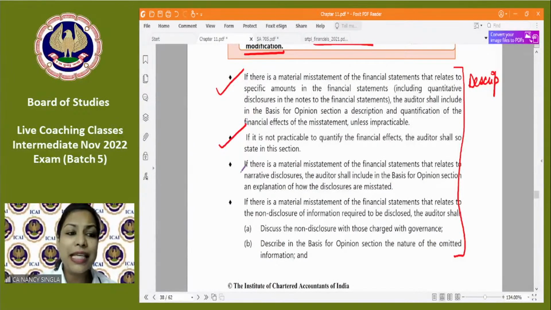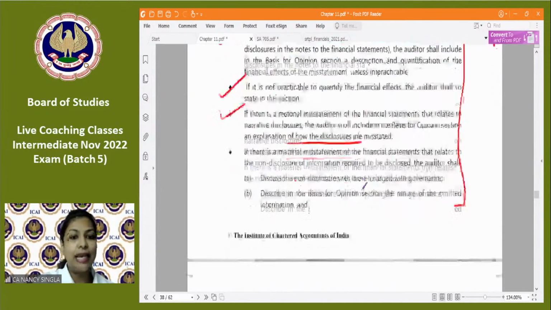Simple. Then it says that if the misstatement relates to a narrative disclosure, narrative is which is not involving a quantity, narration, like आपको लिखना था that contingent liability है ना, तो narrative है, वहां पे quantity let's say नहीं है, then the auditor needs to mention in the basis for opinion as to how that disclosure is misstated, कि क्या गलती है उस disclosure में if a company has made a wrong disclosure.